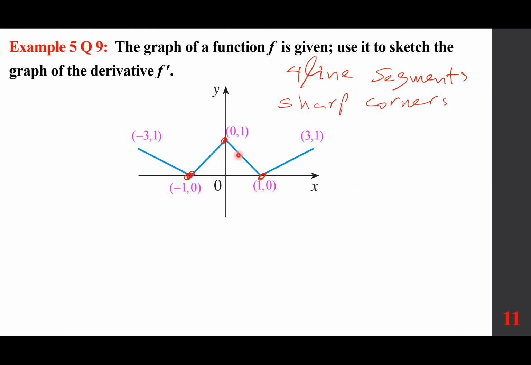This is at -1, 0, clearly. 0, 1, 1, 0, 3, 1. So you want to calculate the slope for this. I'm going to quickly refresh your memory about the formula: y sub 2 minus y sub 1 over x sub 2 minus x sub 1. So that would give us 0 minus 1 over -1 minus -3, which gives you -1 over 2. So that is the slope for this one.